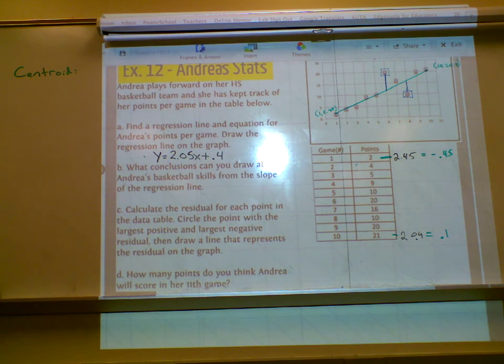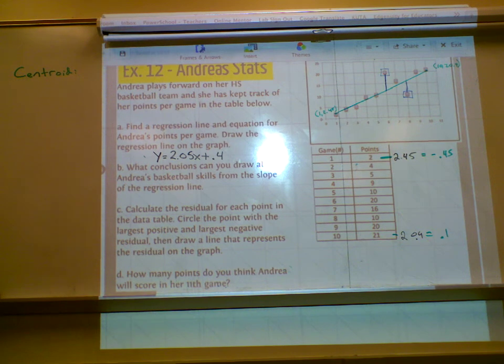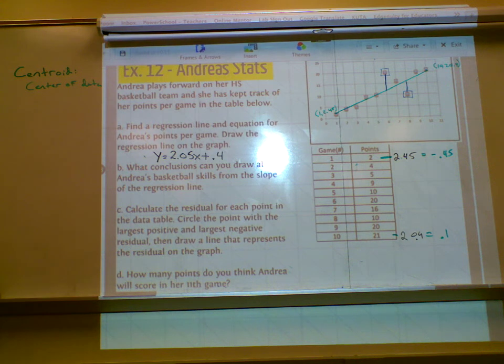So, centroid, a lot of you are probably thinking the word center, right? Take off the OID, put an E in there, we got center. The centroid is the center of the data. So you can write center of data. Maybe over on the bottom right corner somewhere. The centroid is the center of the data.